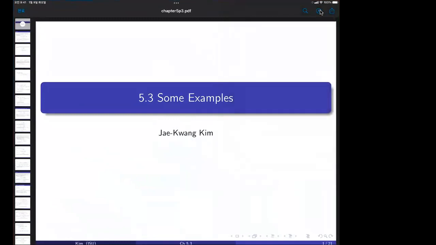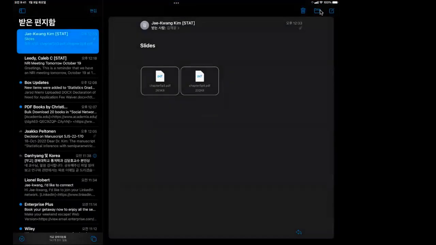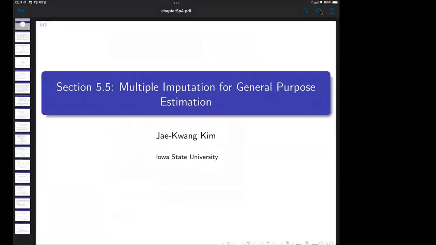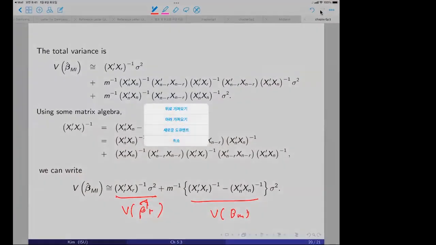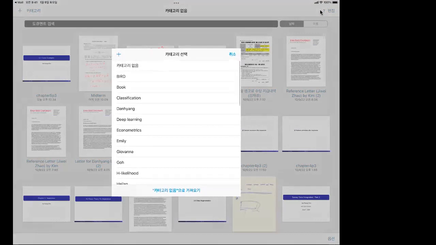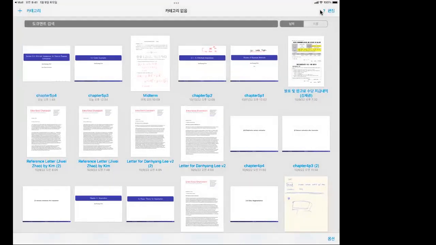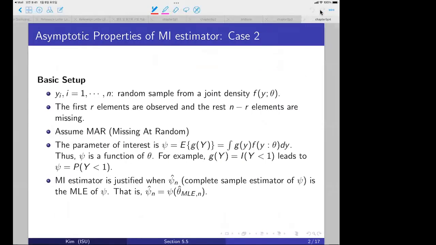So that's an example. I'm not sure whether I have time to cover this today, but I will just cover it a little bit and then cover the remaining part in a separate YouTube lecture. So here's the motivation.